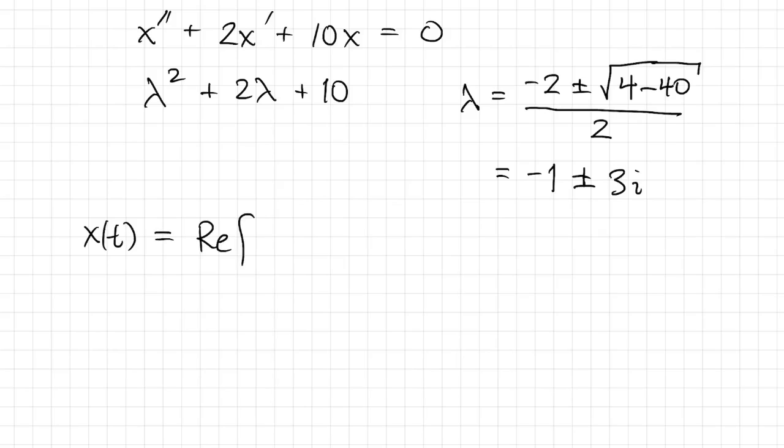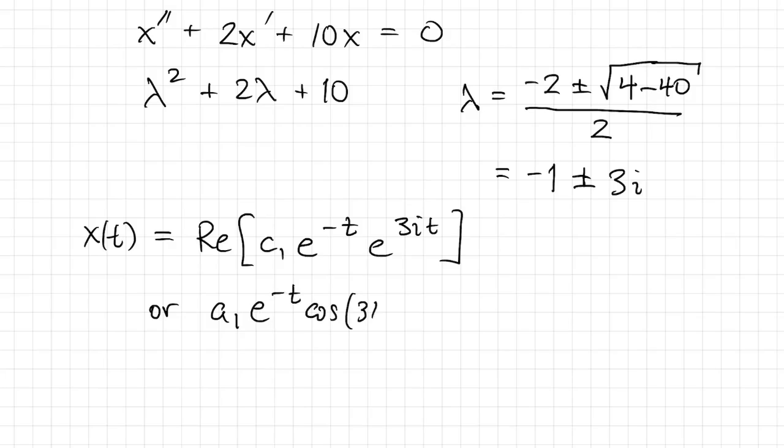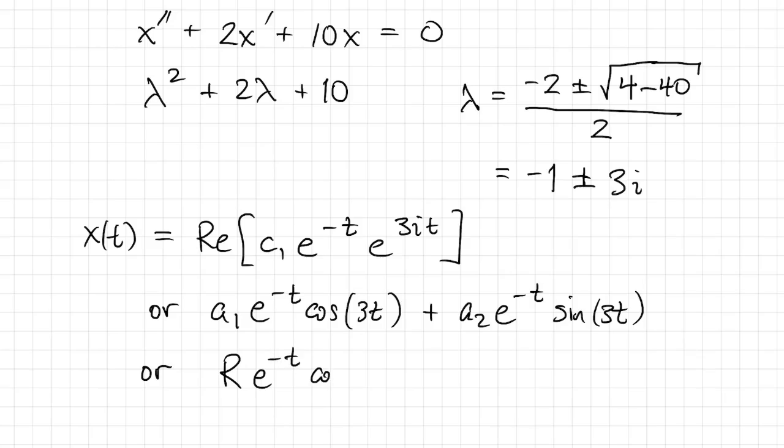So we have our three forms. The real part of a complex constant times e to the lambda t, or a combination of e to the alpha t cosine beta t and e to the alpha t sine beta t. Remember, alpha plus beta i is the expression of the eigenvalue. Or we can use an amplitude times e to the minus t times cosine of 3t with a phase shift.